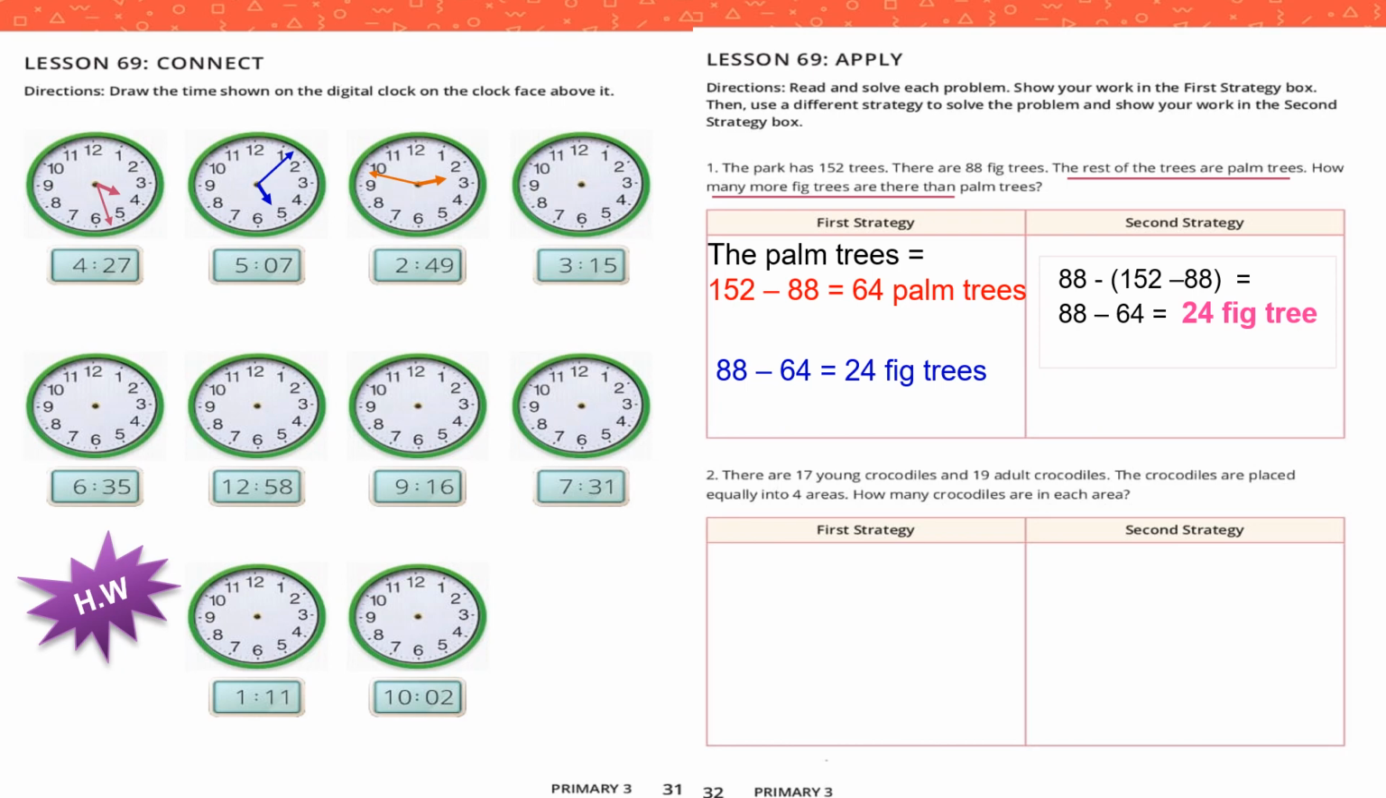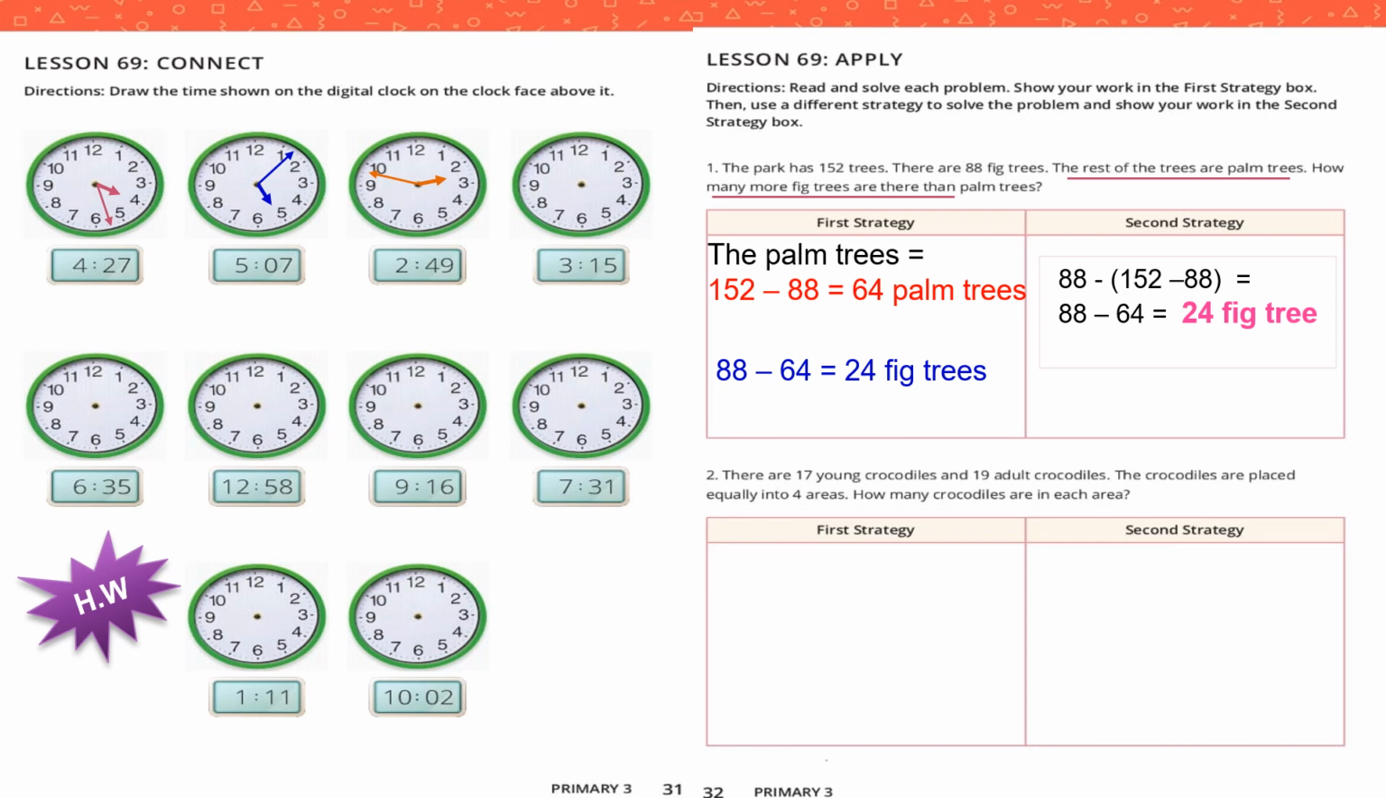I will subtract. You want me to find the difference between palm and fig. So I will subtract fig minus the palm. How to get the palm? I will subtract 152 minus 88. I can make it in one step only. And it will give me the same number. 88 minus this will give me 64, will be 24 fig trees. If you don't understand this, never mind. You just need to understand one strategy. But let's try to think more and more, okay?